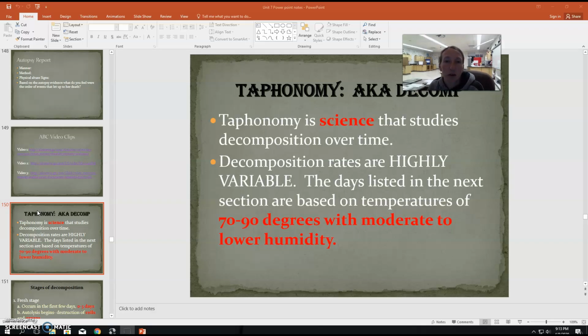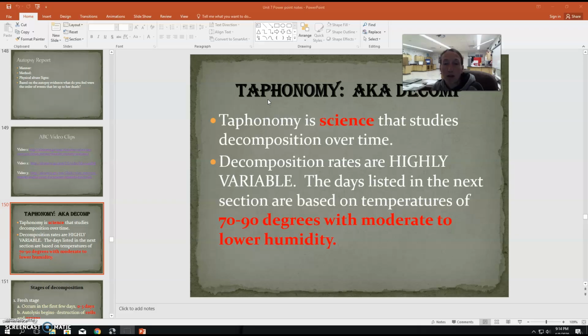One of the first things you need to remember is that decomp has a scientific name and it's taphonomy. So anytime you hear the word taphonomy, you just know we're talking about decomposition, okay? And why is decomposition so important to study in forensics? Well, it allows us to gauge how long someone's been dead.